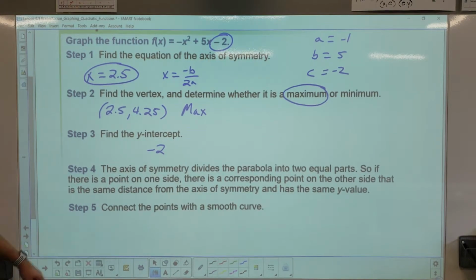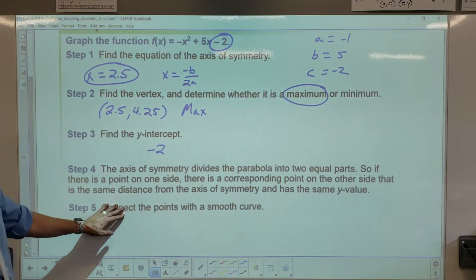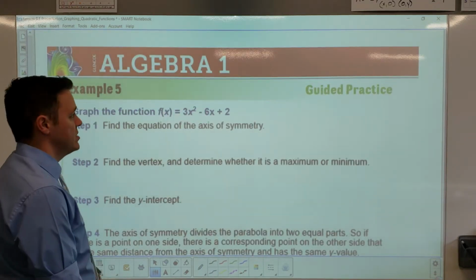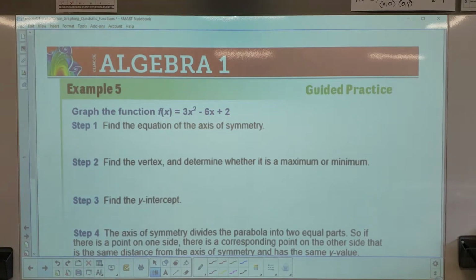Step 4, the axis of symmetry divides the parabola in two parts. If there's a point on one side, you have to do that, connect the points, do a smooth curve. It's already done for you. If I made you draw it, I would want you to draw it out, but I don't. Ladies and gentlemen, try this one real quick.